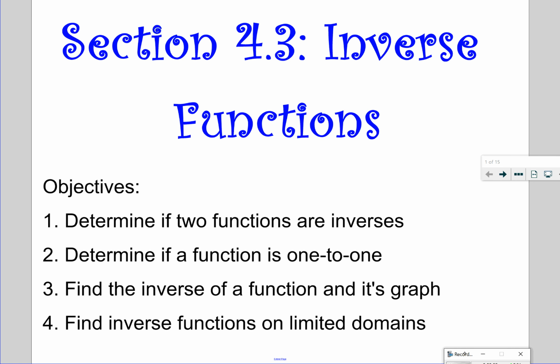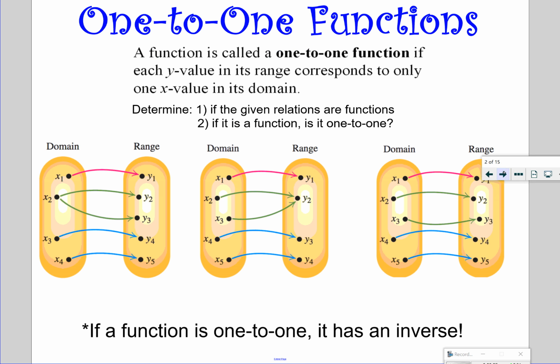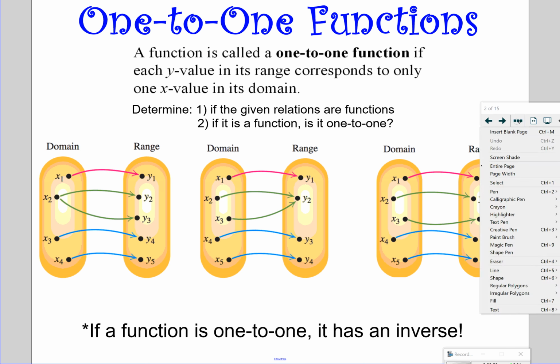Hi guys, this is the last section of our chapter in Unit 4, Section 4.3, Inverse Functions. The objectives in this lesson are we're going to look at functions and determine if they're inverses. We're going to see if a function is one-to-one or not. We're going to find the inverse of a function in its graph, and then we're going to talk about inverse functions on limited domains.